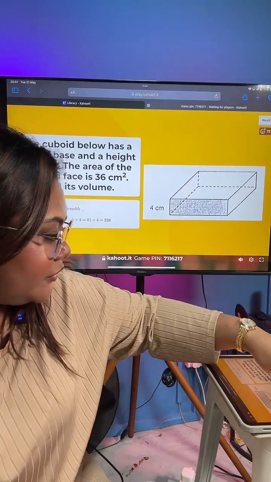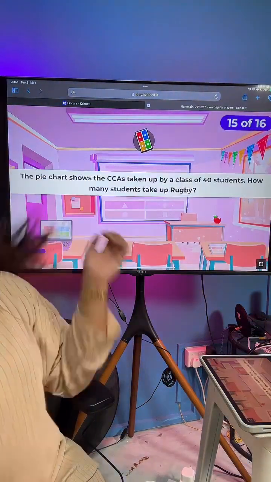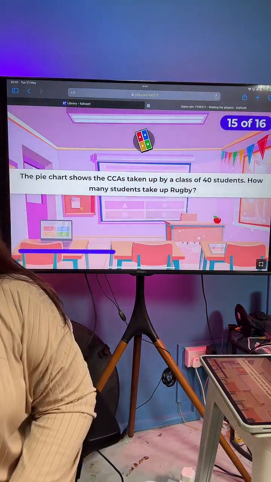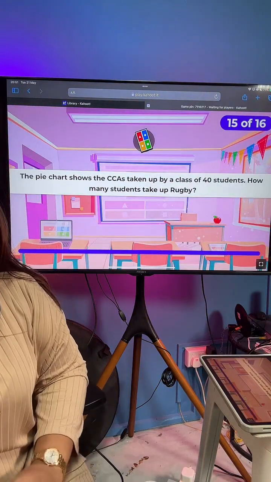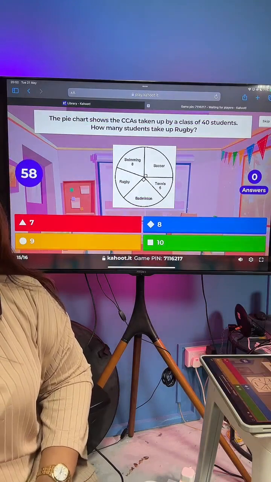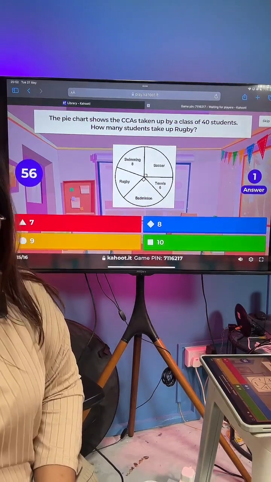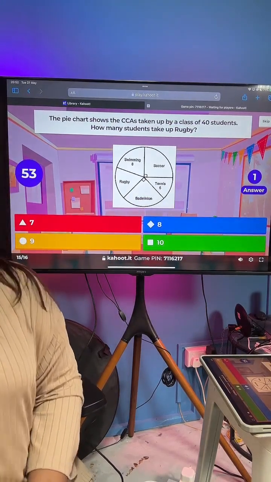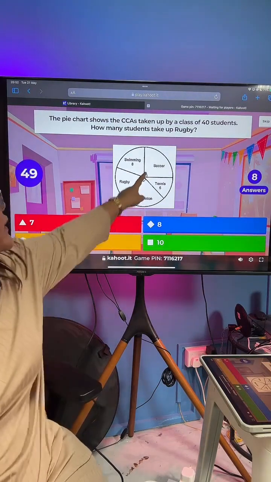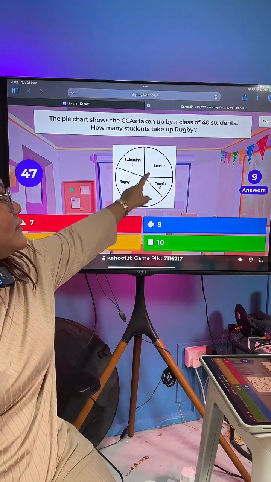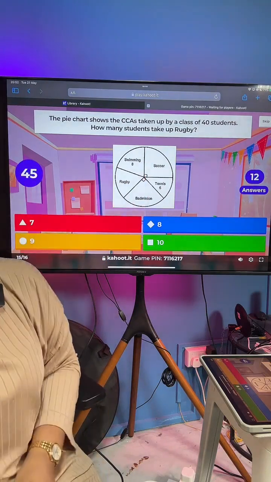Let's move on. Last one already. The pie chart shows the CCAs taken up by a class of 40. How many of them take rugby? This quarter circle, these are all quarter circles, so take note of the quarter circles.